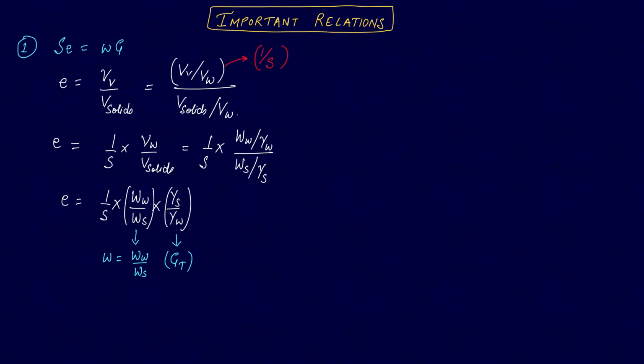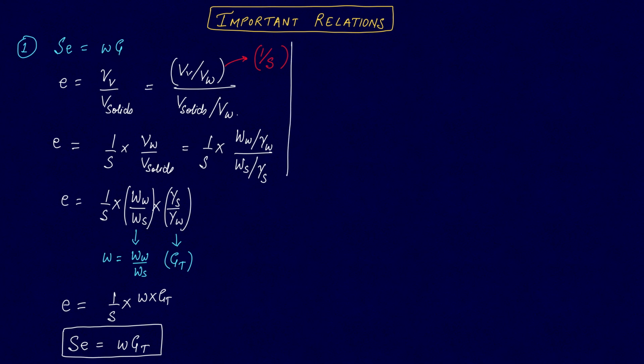So here I can finally write that e equals 1 by S into water content into Gt. Again, by cross multiplying, you will get the formula Se equals wG. But also note that the G given in this formula is the true or absolute specific gravity, not the mass specific gravity. So it can be asked which specific gravity is present in this formula. That is the true specific gravity.